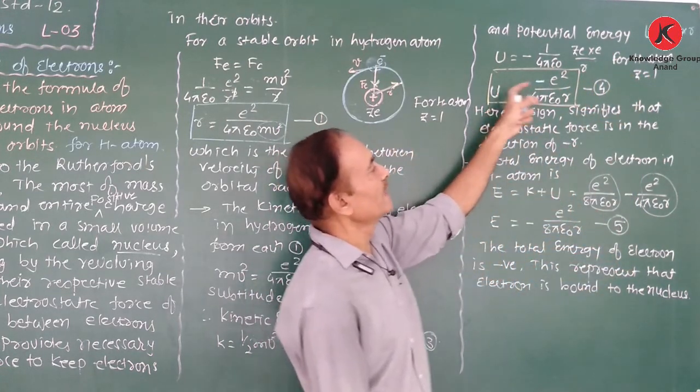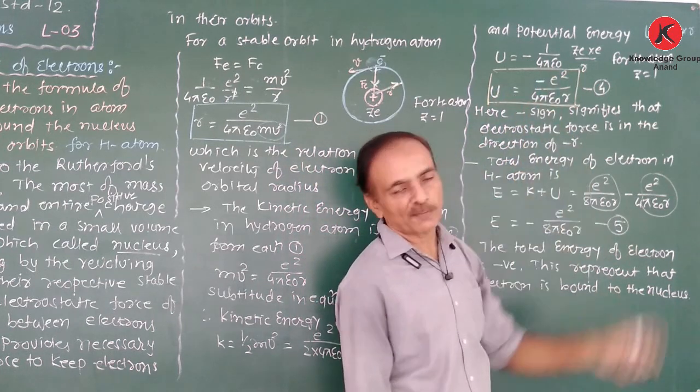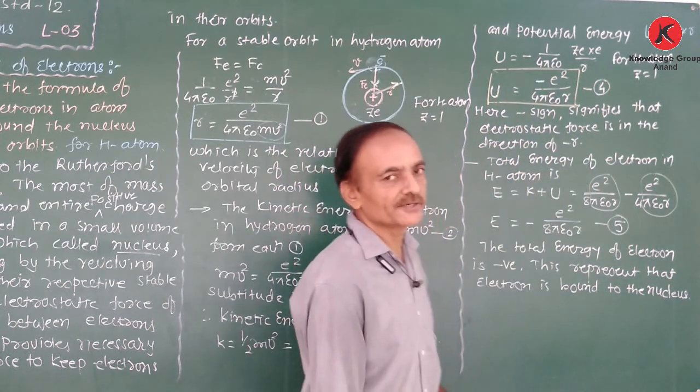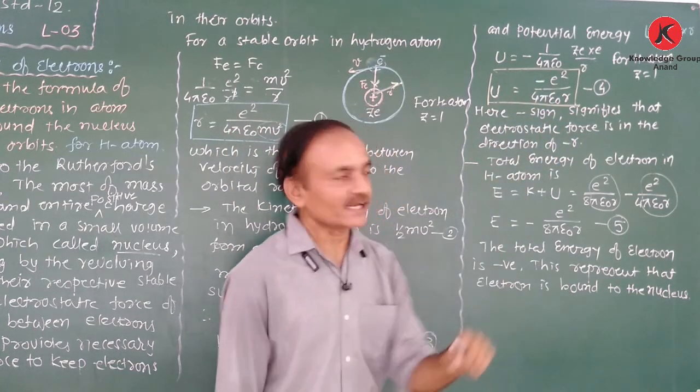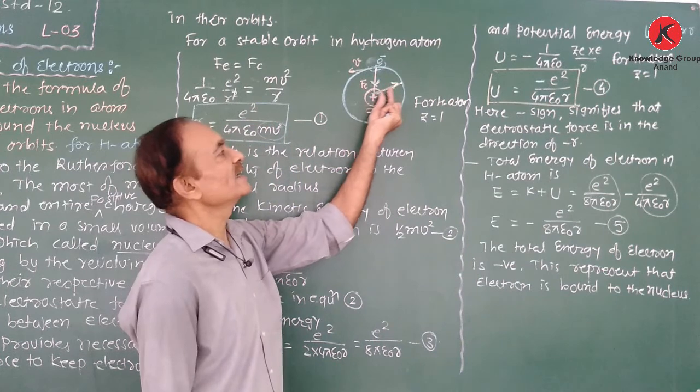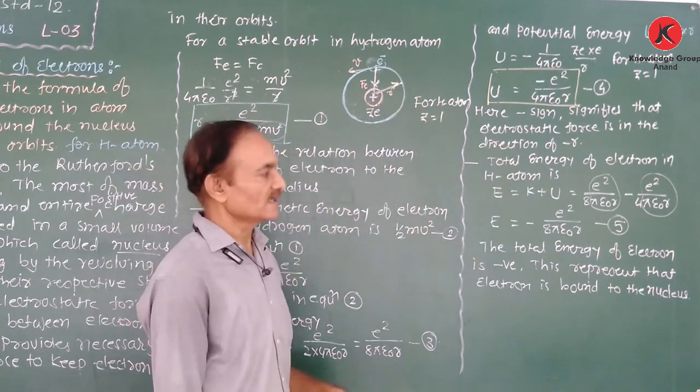Therefore, U is equal to minus e square upon 4 pi epsilon 0 r. Here, the negative sign shows that the electrostatic force acting is in the opposite direction of minus r.